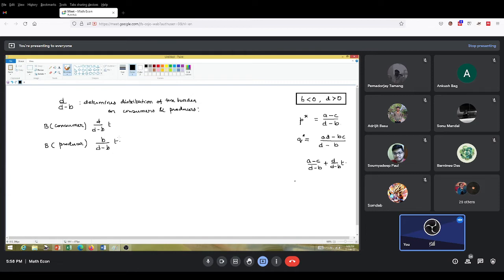So the first question that I want to ask is, does intercept play a role? No, sir. Intercept means A and C. A and C doesn't come into the picture. Only the slope determines it. Actually, the slopes are indicating the elasticities as well. Only the slopes are important, not intercepts.